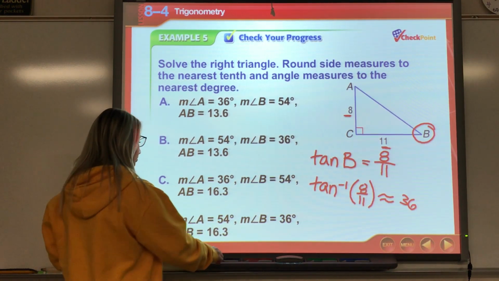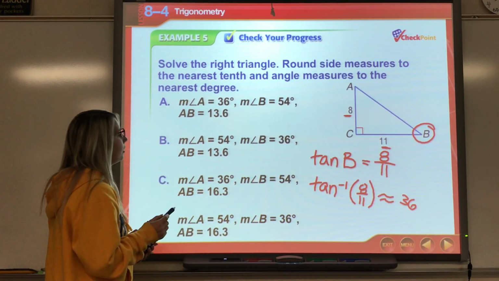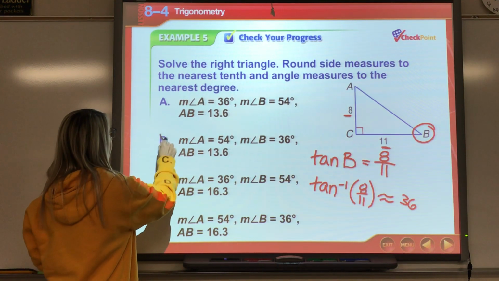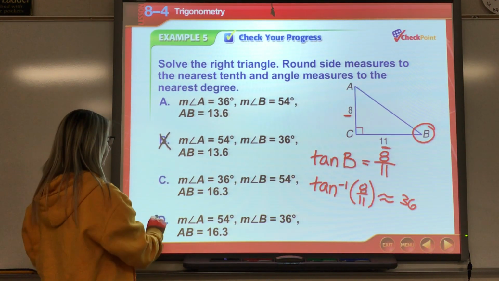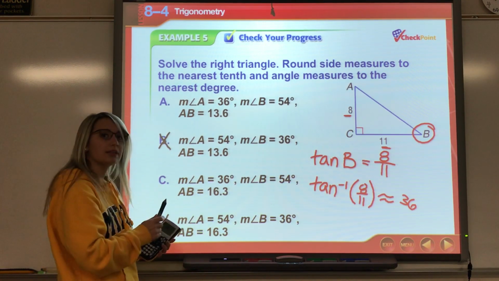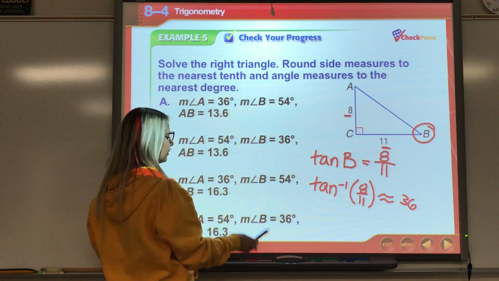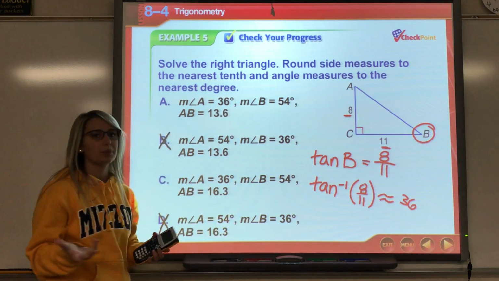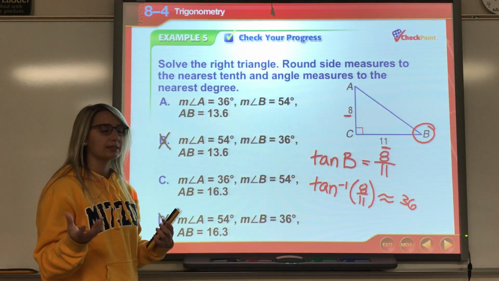So it looks like so far we can get rid of this option and this option. So we know that the measure of angle A is 36. The measure of angle B is 54. Now we have to use the Pythagorean theorem to find that missing side length.